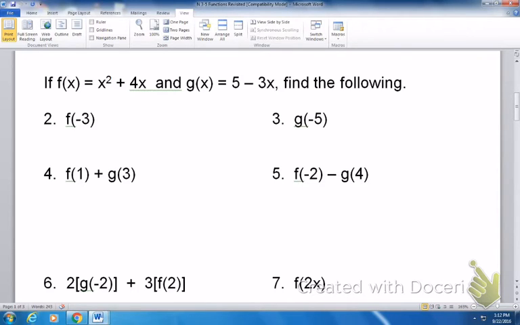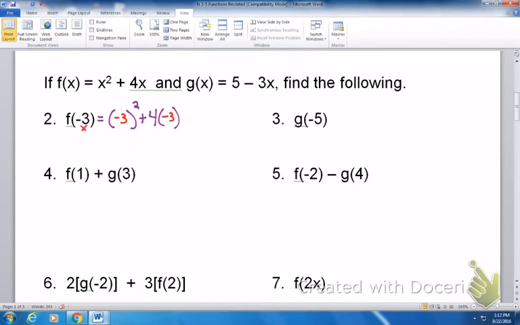So guys, what I'm going to do to kind of help you out is everywhere there's an x, I'm just going to write parentheses. So I replace the x with parentheses. Now all I have to do is put my x value, which is given, inside those parentheses, into my new ones. So I have -3 squared plus 4 times -3.